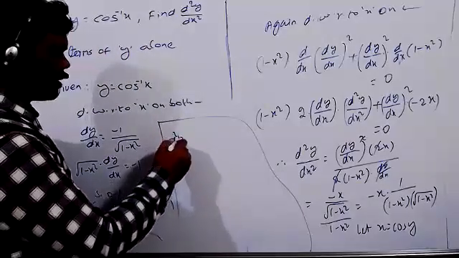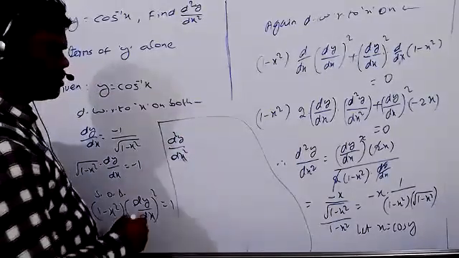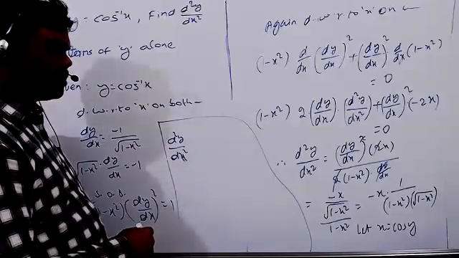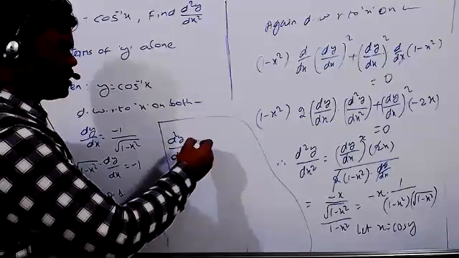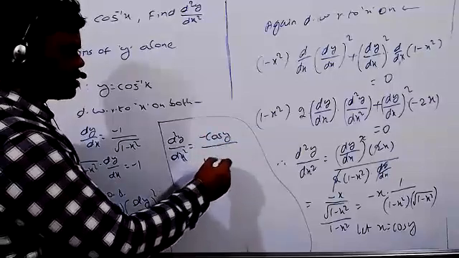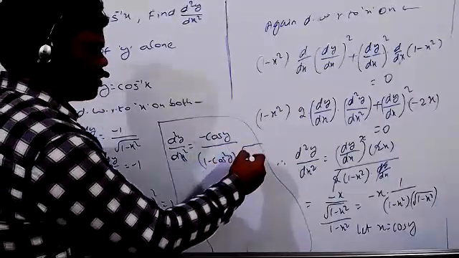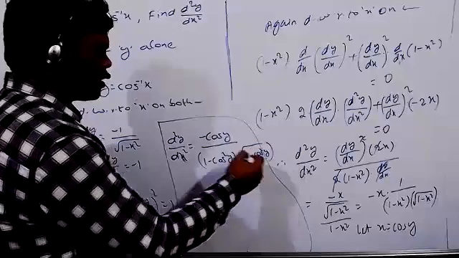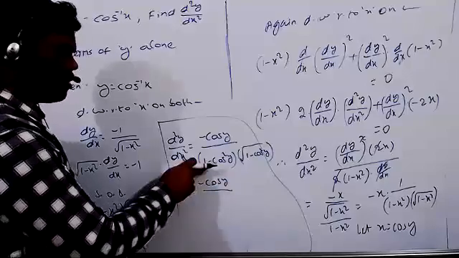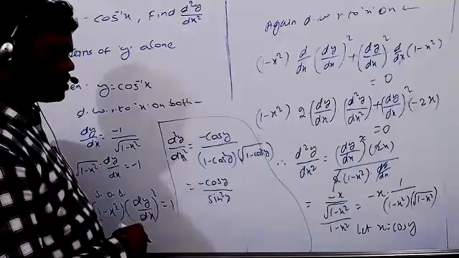So d square y by dx square equals minus x into 1 minus x square by under root 1 minus x square. So right now this is minus cos y whole by 1 minus cos square y, into square root of 1 minus cos square y. So minus cos y whole by 1 minus cos square y, you can write clearly that it is sin square y.